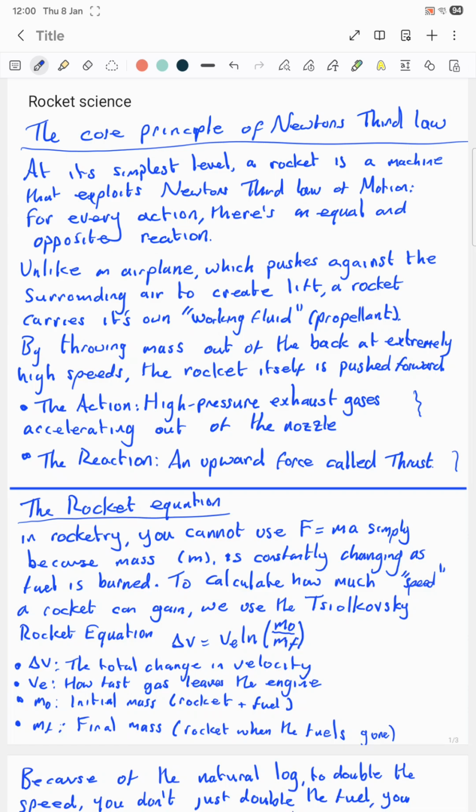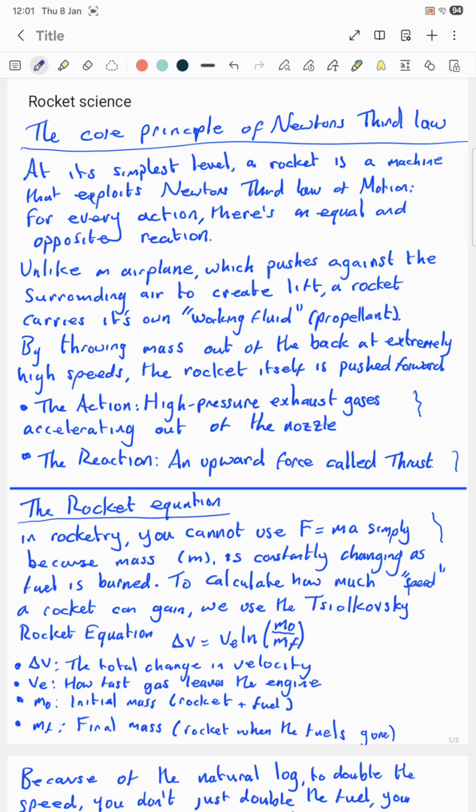Now, the rocket equation. In rocketry you cannot simply use F equals ma under Newton's equation, simply because mass is constantly changing as fuel is burned. To calculate how much speed a rocket can gain, we can use the Tsiolkovsky rocket equation. I've probably just butchered that name, by the way, but well, here we are.